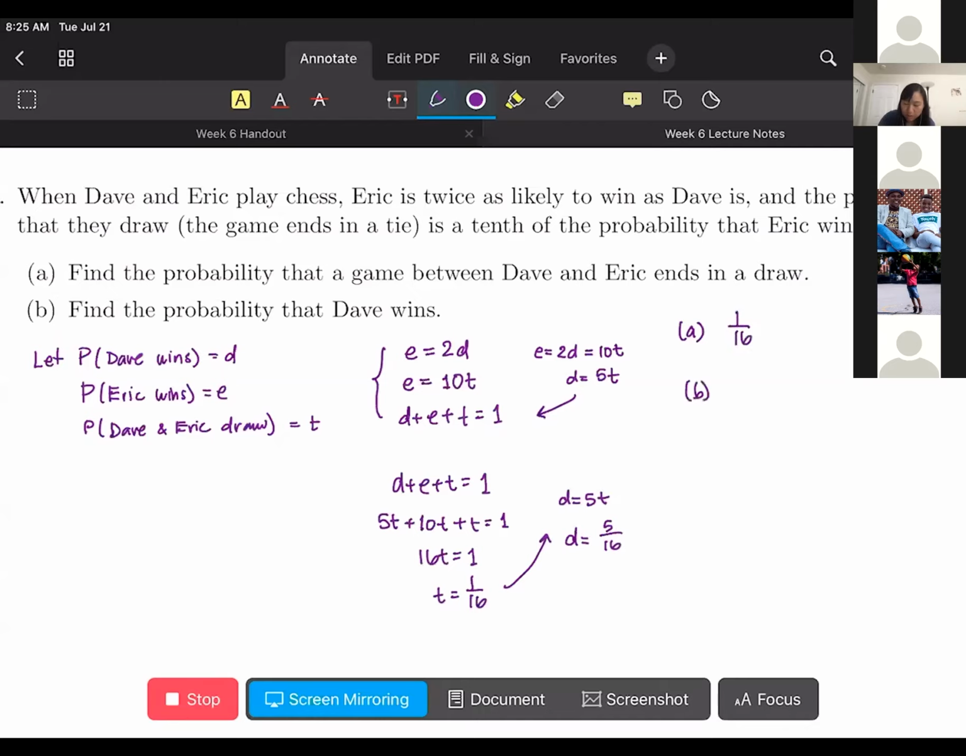And for part B, which is what's the probability that Dave wins, so what's D? That's going to be 5/16. Any questions on this one? No.